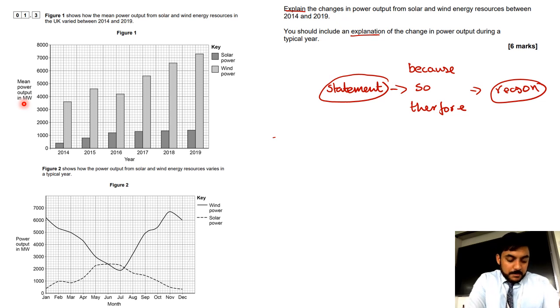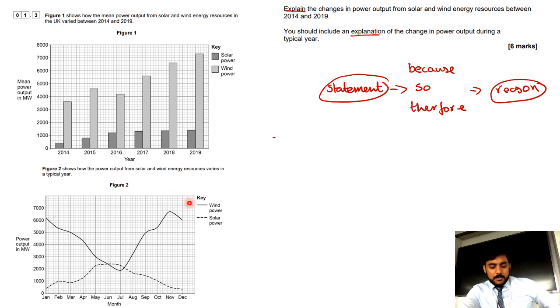Mean power output in megawatts means how much power is outputted each year, an average of it in megawatts. So where it says 1,000, 2,000, 3,000, they're talking about 1,000 megawatts, 2,000 megawatts. The solar power is given as a grey bar, and the wind power is given as a lighter grey bar. Now you have to understand that the solar power is much less than wind power, and you have to think about why that is. Remember, we're talking about the UK here.